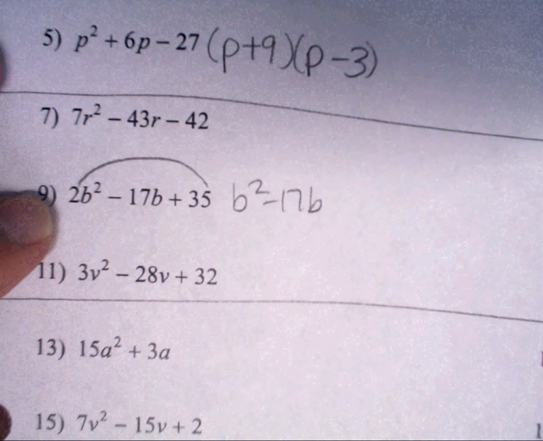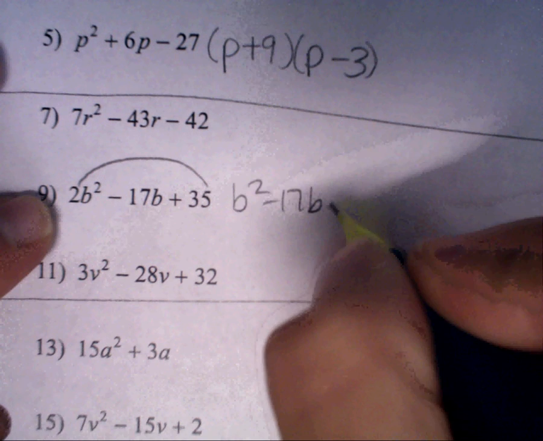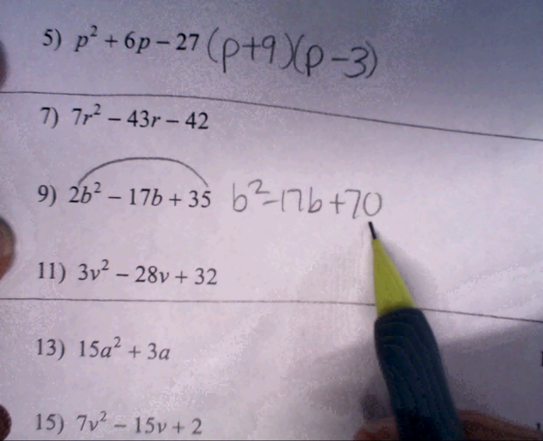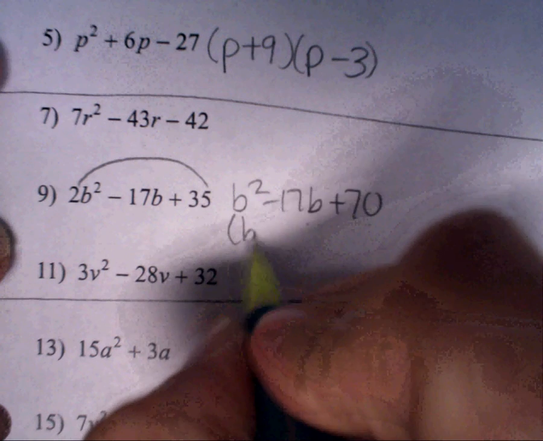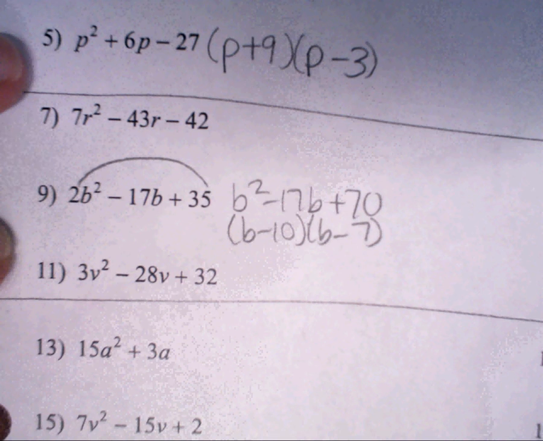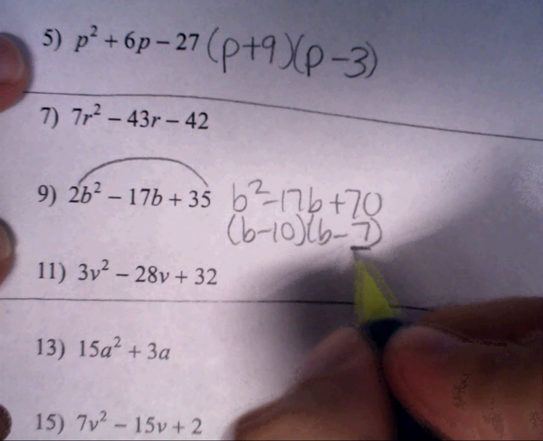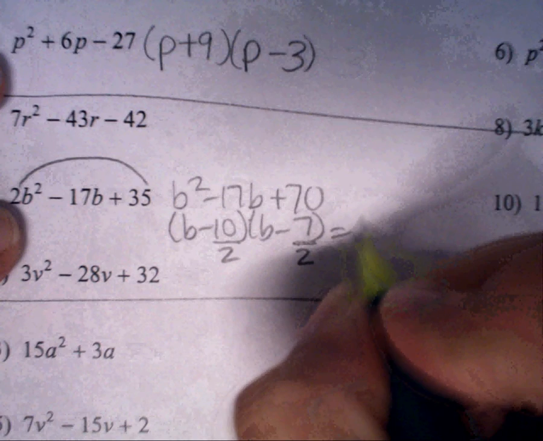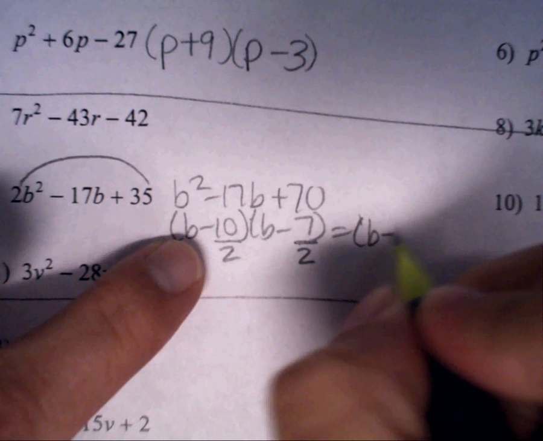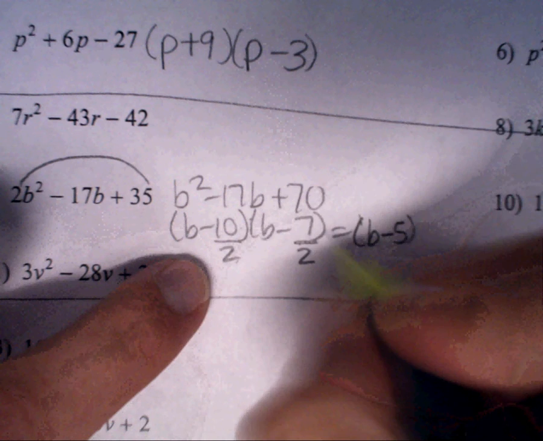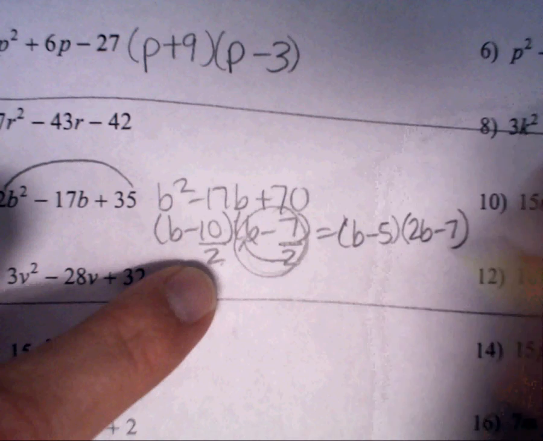35 times 2, what you slid back, that's 70. Okay, so what I'm looking for is what multiplies to 70 and adds to negative 17: b minus 10 and b minus 7. And then what I do is I go back through and I divide by what I slid back. So I go back and divide by that 2 that I slid back in the very beginning. And so my final answer is b minus 5, because that 10 over 2 is 5. This one doesn't simplify, but I'm going to just slide this 2 up in front of this b, so 2b minus 7.